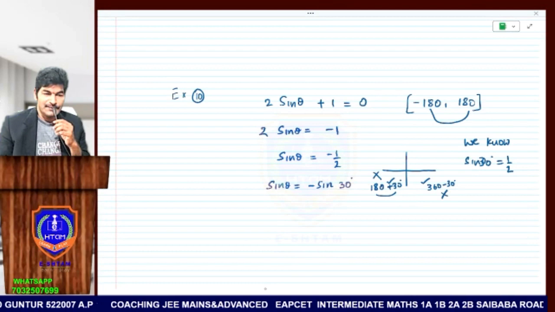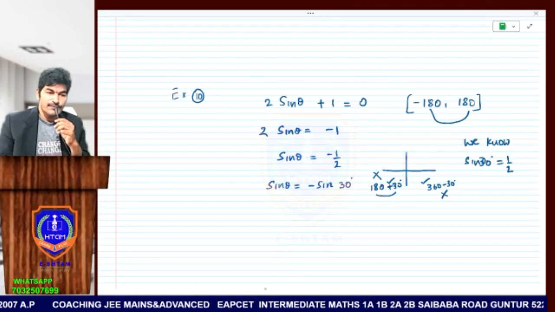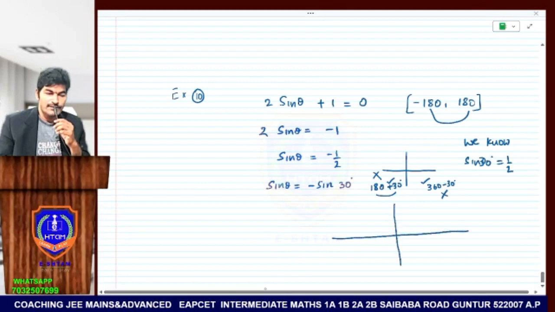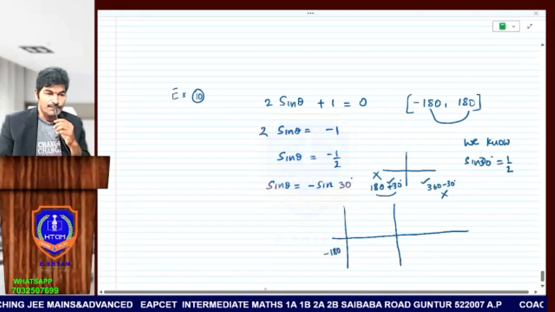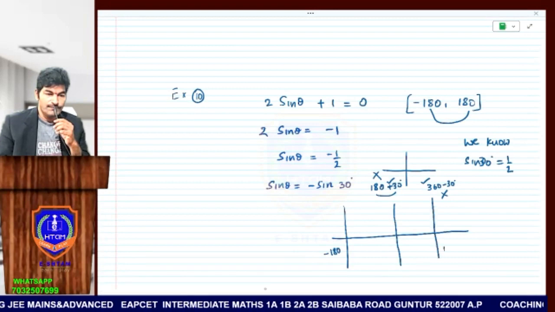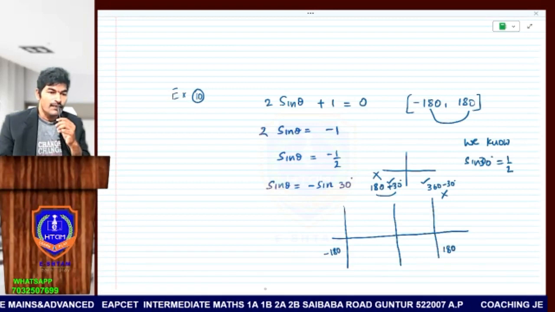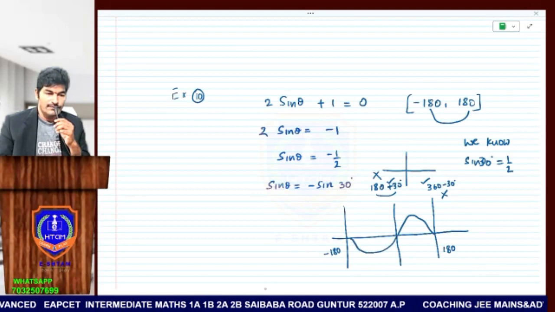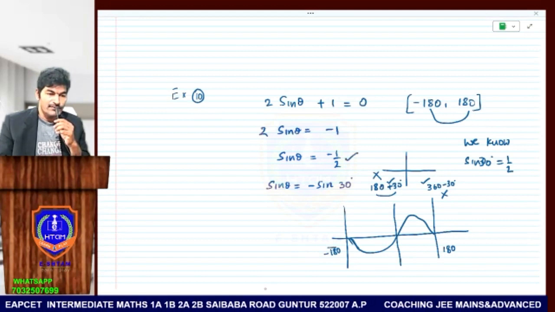In this case, you have to consider what minus 180 to plus 180 means. It means from this angle. So this is a quadrant. Minus 180 will be here, and this is plus 180. And the graph lies in this way, and in this way. The value is minus 1 by 2, and minus 1 by 2 will be this line.